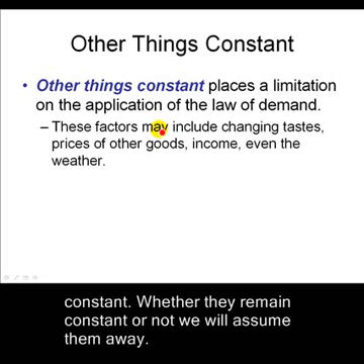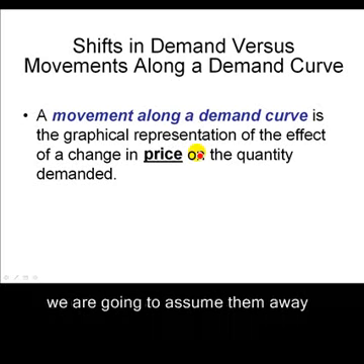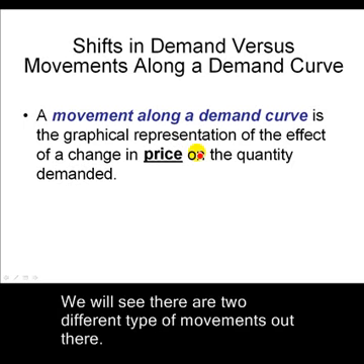Now these factors that might change, that we're assuming away to draw that demand curve, include your changing taste, so people don't want your product anymore, or maybe the price of some other good that's competing, or a substitute or a complement to your good, goes up or down. It's going to affect your demand curve. If people's income goes up or down, that's going to affect your demand curve. So we're assuming all these things away. We're going to see that there are two types of movements: one is called a shift in demand, and one is a movement along the demand curve.